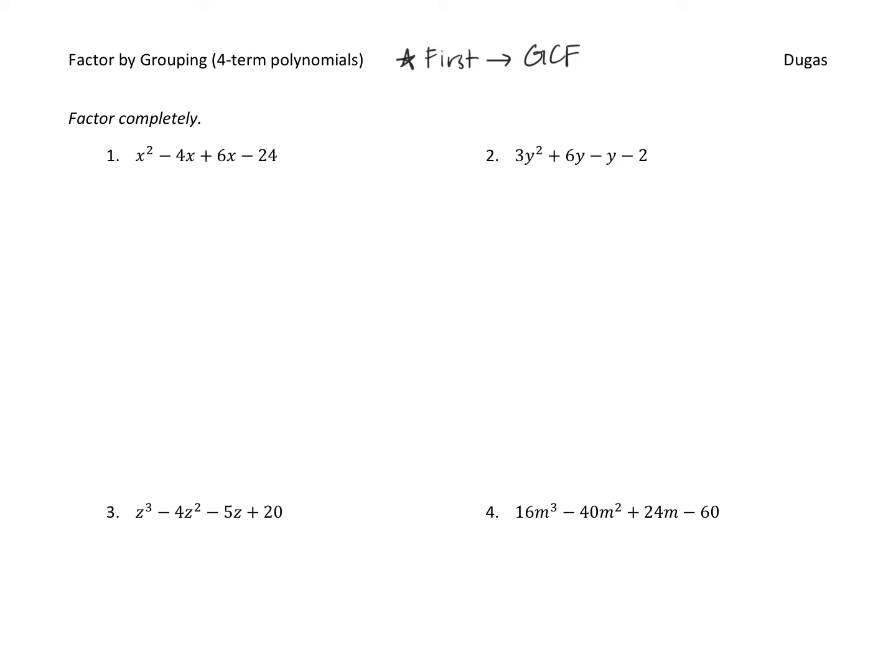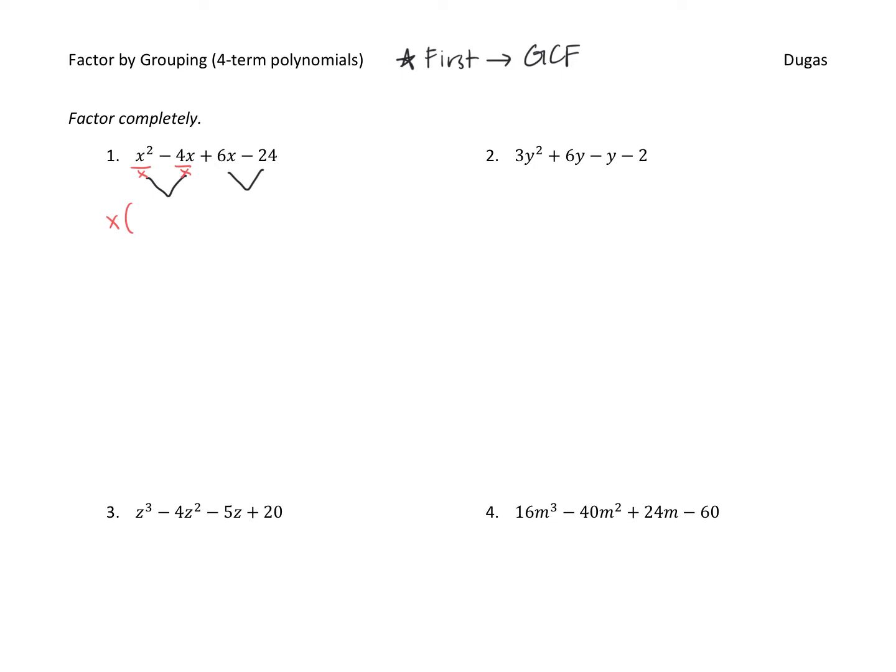But if you have 4 terms, you can try to group them in pairs and factor out something that's in common in each pair. So for the first pair, if I'm only looking at x squared minus 4x, they both have an x in common. So I'm going to try to factor out an x. So remember, when you're factoring out a common factor, you write it down, and then you write what's left over when you factor that out.